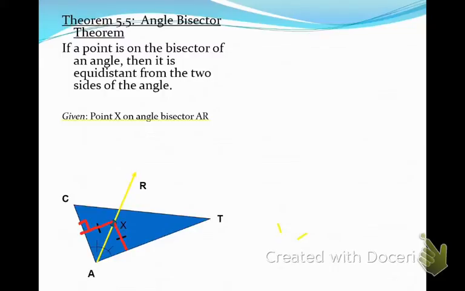Those lengths are the perpendicular distances from the point on the angle bisector to the side. Those distances, as indicated with the black hash marks, are the same. That's the angle bisector theorem. Any questions on that?